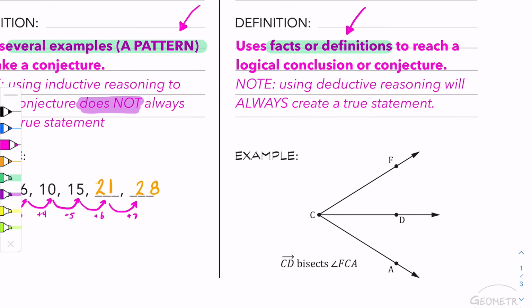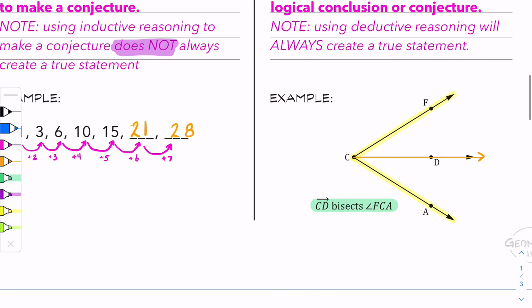If we take a moment and look at the example, this example comes from our last unit. We have an angle, and our statement says that ray CD bisects angle FCA. So we know that a bisector divides an angle into two congruent angles. So if CD, this line here, is bisecting this entire angle FCA, then we can conclude we have two congruent angles.